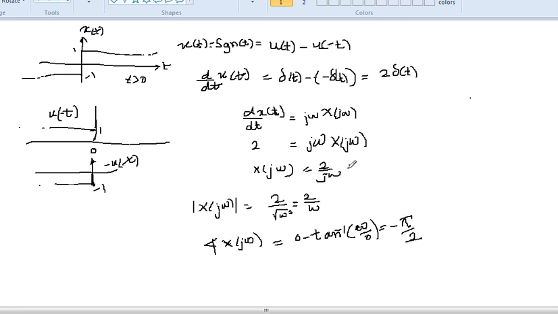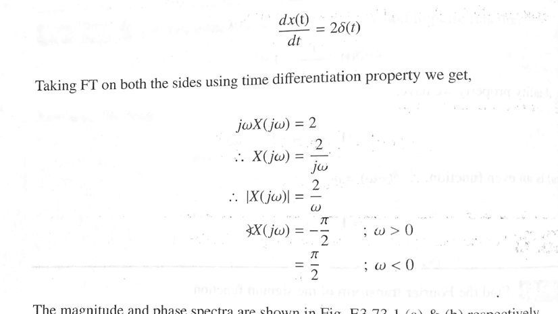Or even one can conclude that j contributes pi by 2, as it is in the denominator. When we take it to the numerator, it becomes minus pi by 2. So in any way we can go, and then we need to plot the magnitude and phase plots of this. Then what are the plots of this?